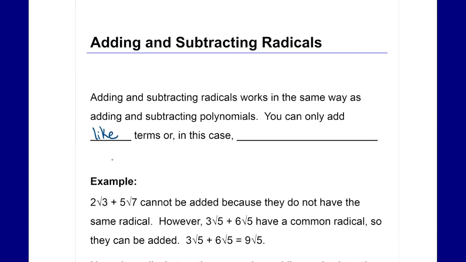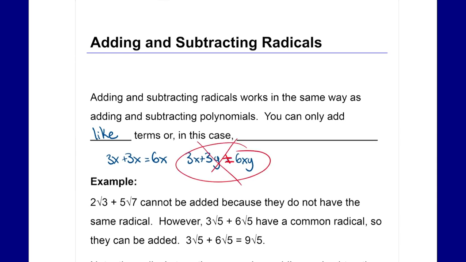So 3x plus 3x would work, giving you 6x, but 3x plus 3y does not equal 6xy. They're not like terms. So you couldn't do something like this. That would be a no. The other one would be yes. So you could do something like this.